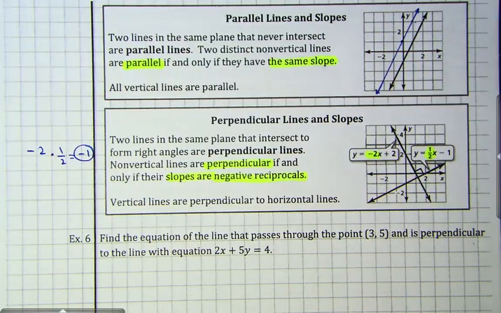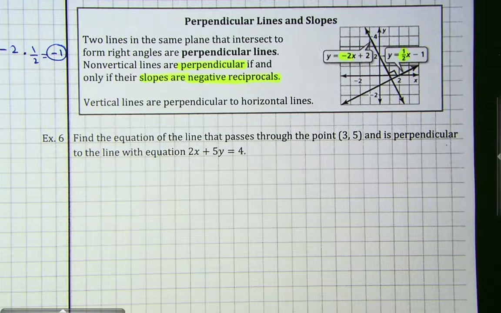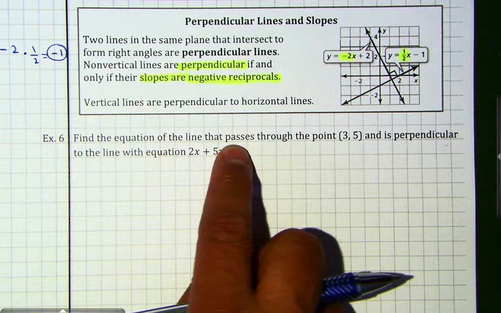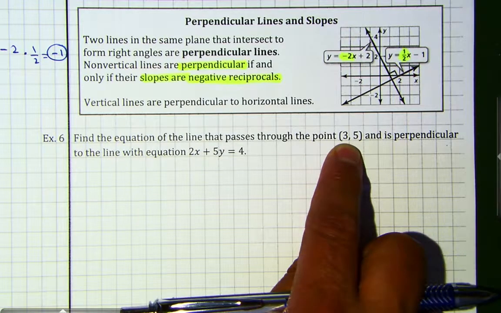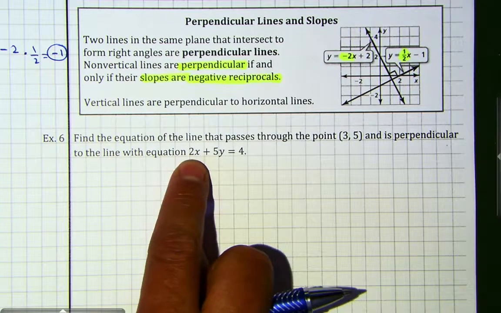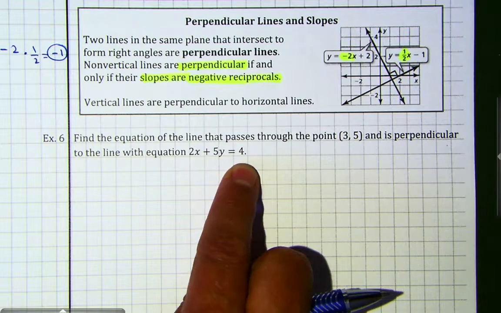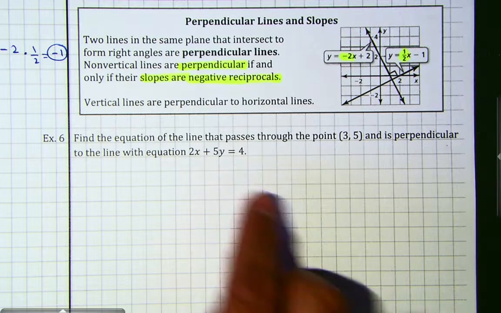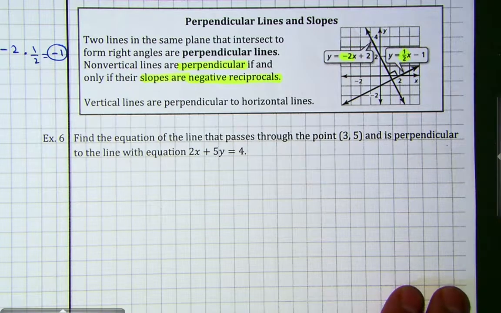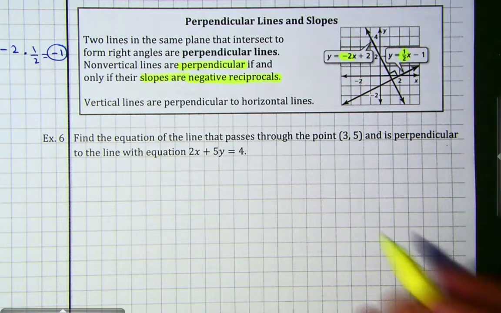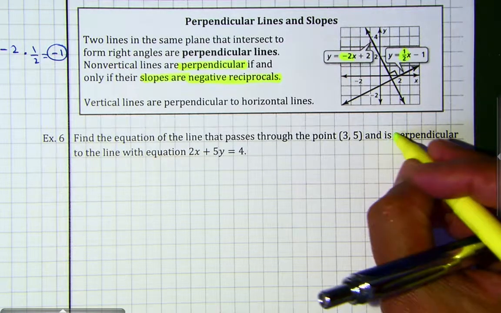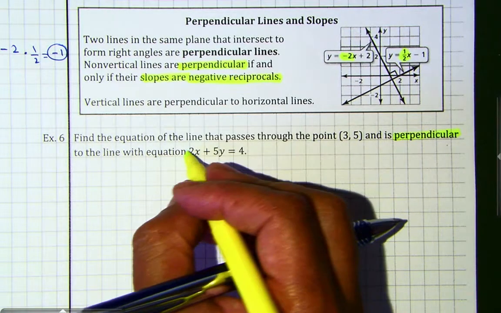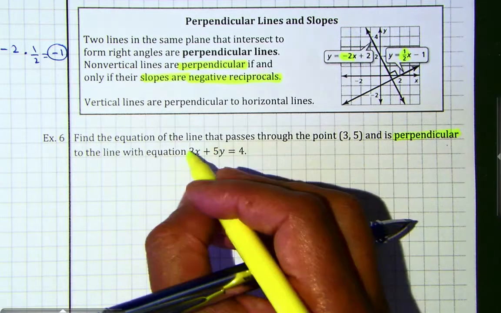So example number 6. Take the time to find the equation of the line that passes through a specific point, (3, 5), and is perpendicular to the equation 2x plus 5y equals 4. So find the equation of the line, go and pause it, and see what you get. Got it? So in this case, I know that they're perpendicular. The line that I'm looking for is perpendicular to this line here.